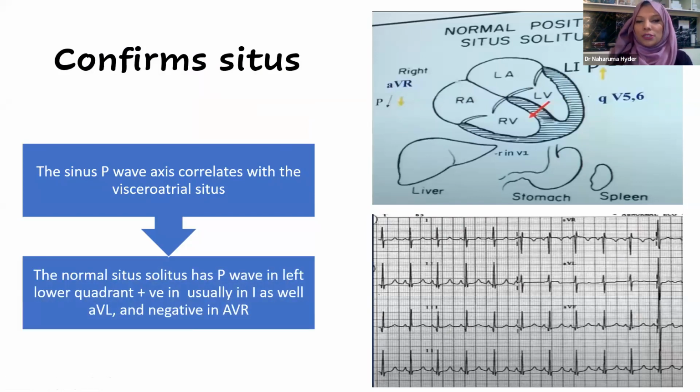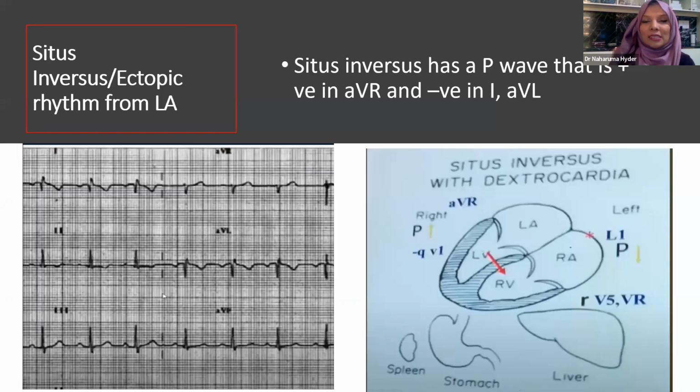The normal situs solitus has the P wave in the left lower quadrant, as I just mentioned, positive usually in lead 1 and AVL and negative in AVR. So we determine the situs. Now we will determine situs inversus. Now the right atrium is on the left side, and the electrical current travels from the left side rightward and downward. So now we will get a negative deflection of the P wave in lead 1 and AVL, and now it is going towards AVR, so we will get a positive or equiphasic P wave in AVR. So a right axis of the P wave indicates situs inversus.